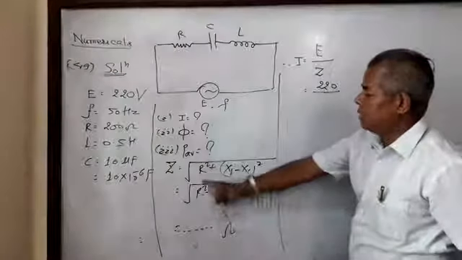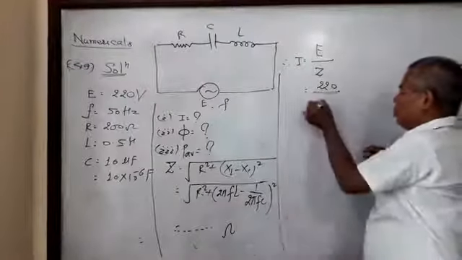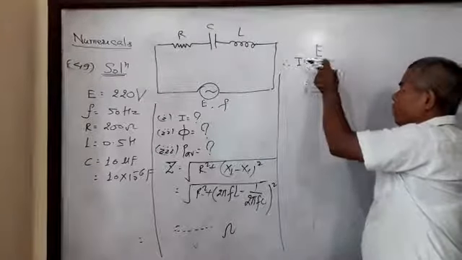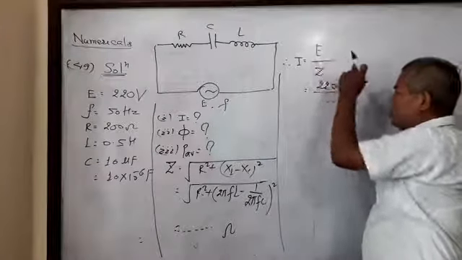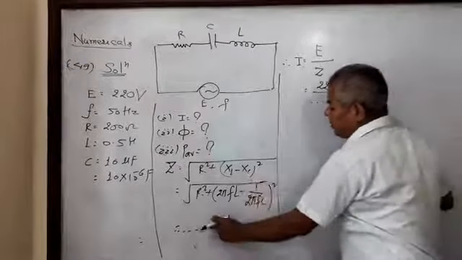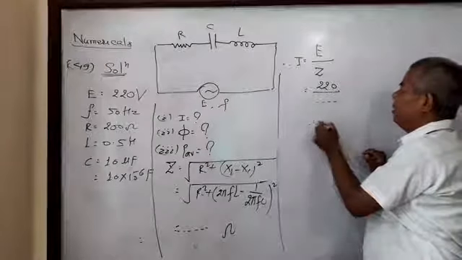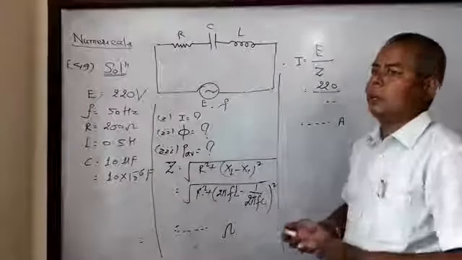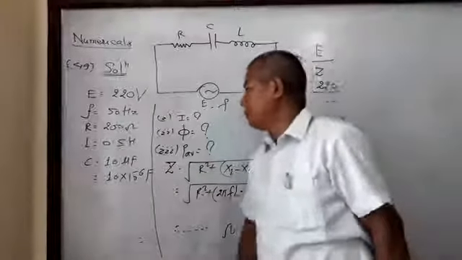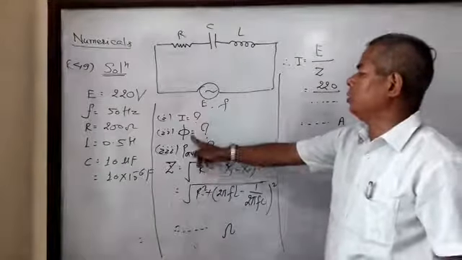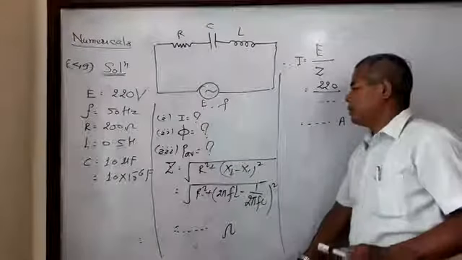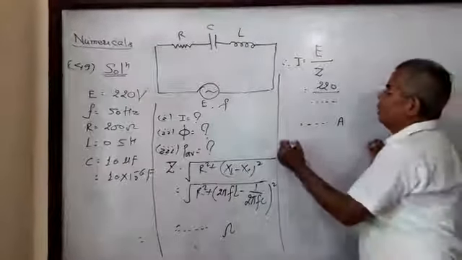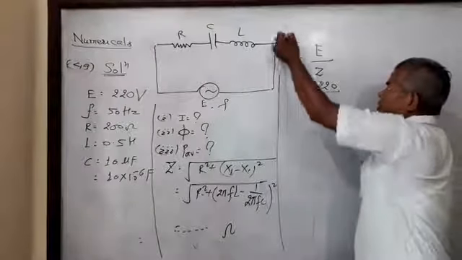And Z is determined here. Then put here the value of E, 220, and the value of Z which is determined. The equivalent answer is in ampere. Then the first part is completed. Now the second part: phase angle phi is equal to what? This is the first part solution.